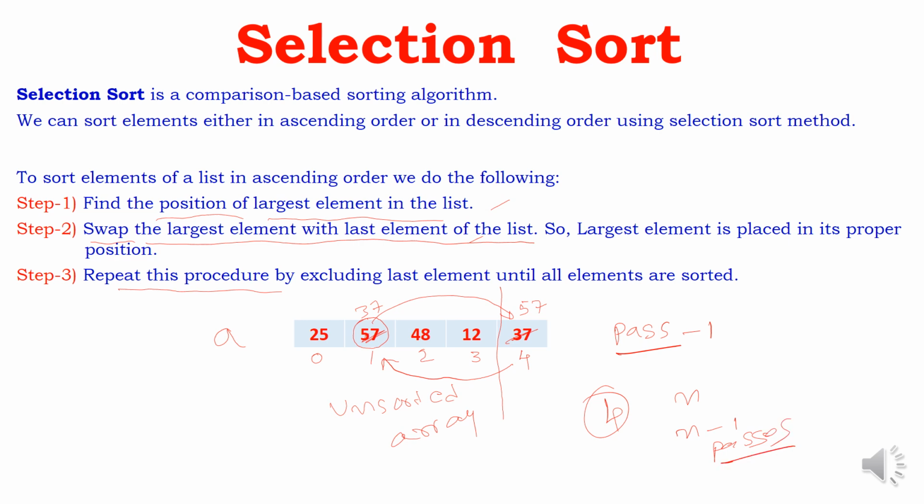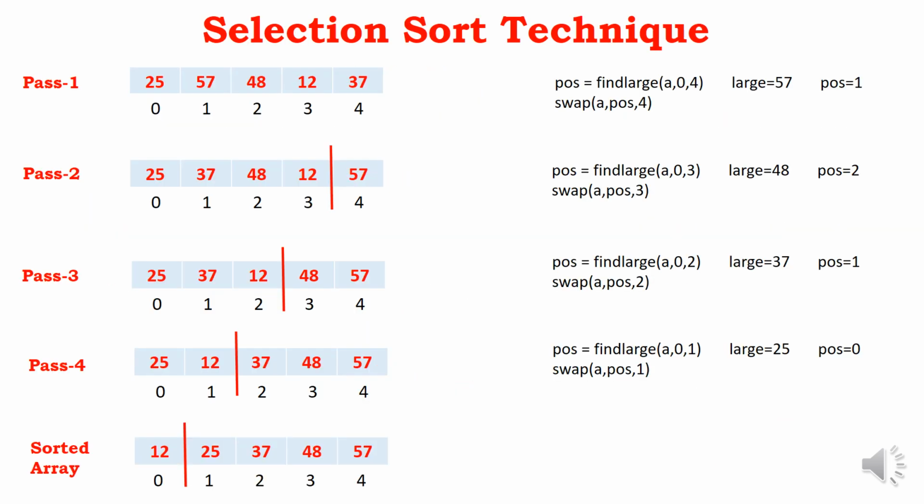I will explain all these passes one by one. Let me explain the passes of the selection sort technique one by one. In this example, the array contains 5 elements. The elements can be sorted in 4 passes. In every pass, we perform two things: find large and swap. There are 4 passes: pass 1, pass 2, pass 3, pass 4. In every pass, we perform two things: find the largest element and swap the largest element with the last element.